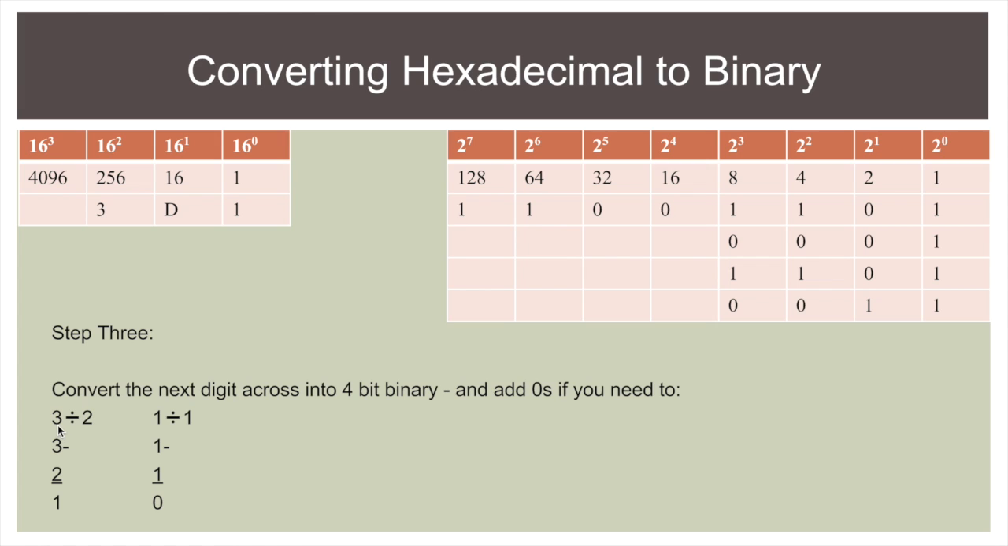Lastly, we have to do 3. And so 2 goes into 3 once with 1 remainder. And then 1 goes into 1 once with no remainder. And obviously to fill in the 4 digits, we put 2 zeros.